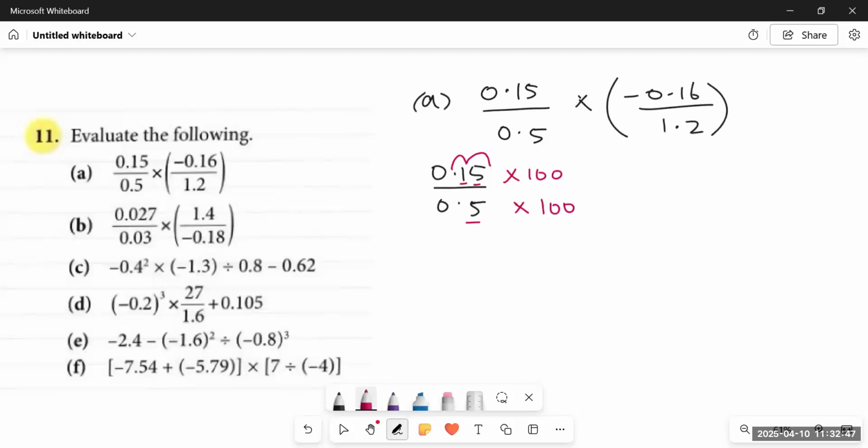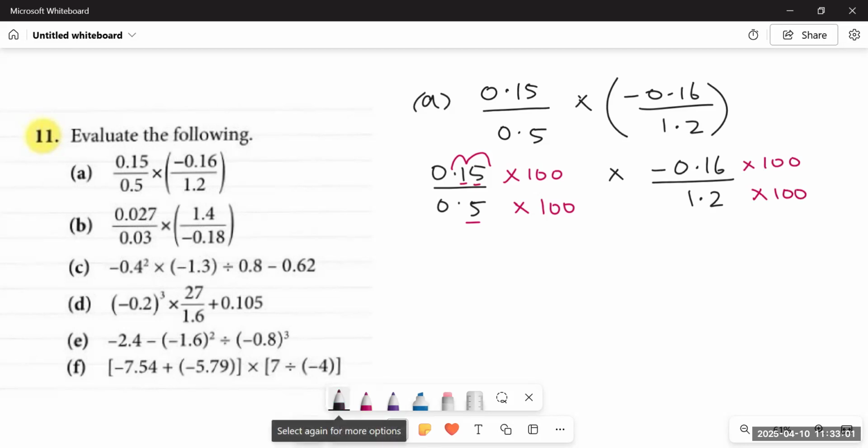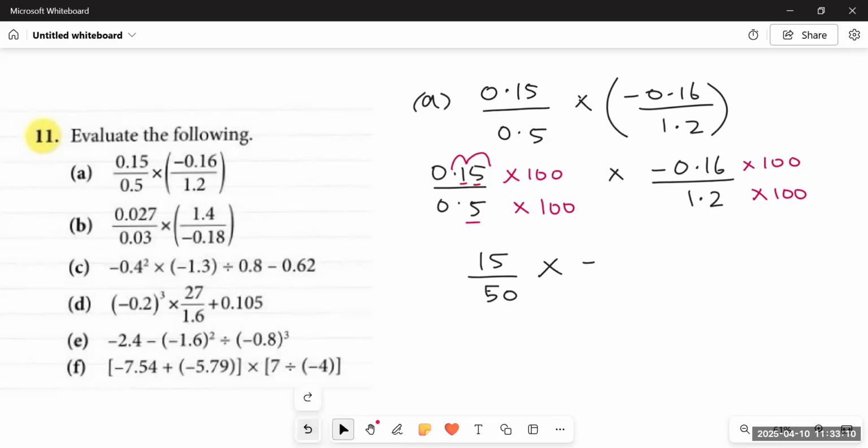Okay. Next, what are we going to do? We will multiply minus 0.16 and 1 upon 2 the same way. We will multiply both of them with 100. By doing so, what will happen? We will get 15 upon 50 multiply by minus 16 upon 120. So you see, we have got 0, 0 both in the denominators.